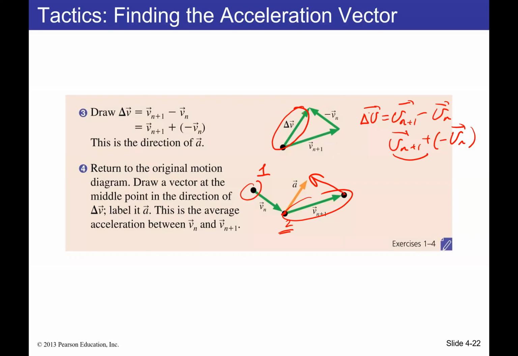Once I have the change in velocity as a vector using this addition, then technically I also have the direction of the acceleration, because acceleration always has the same direction as delta V. That's why delta V and acceleration are proportional to one another, meaning that they also have the same direction.